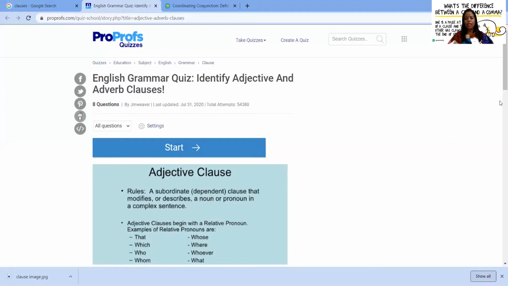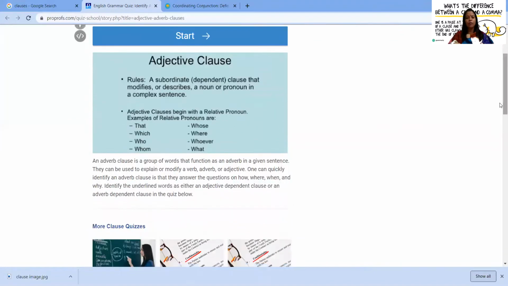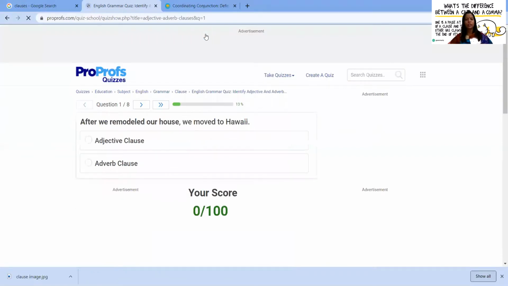Now just look at the screen which I have actually placed a long time back. There is a rule that says a subordinate clause that modifies or describes a noun or a pronoun in a complex sentence. This we have to remember when I'm talking about the adjective clause. And the adverb clause. Now let's see what we have in this adjective clause. So that was the adjective clause.